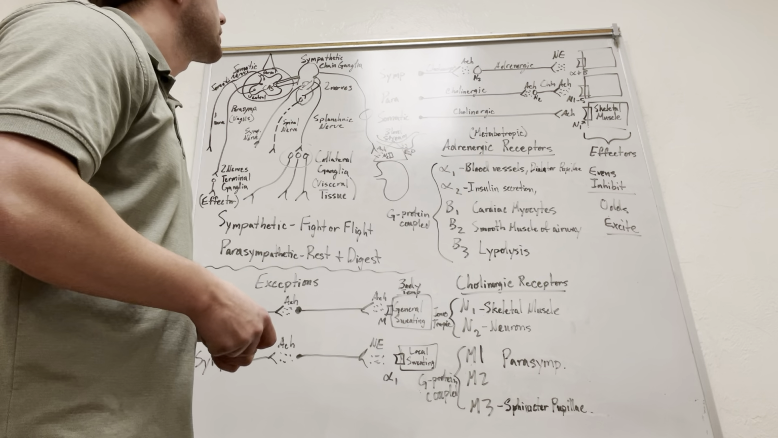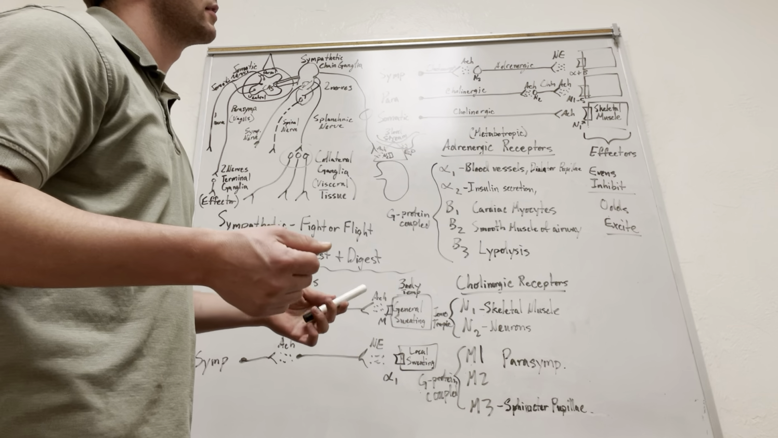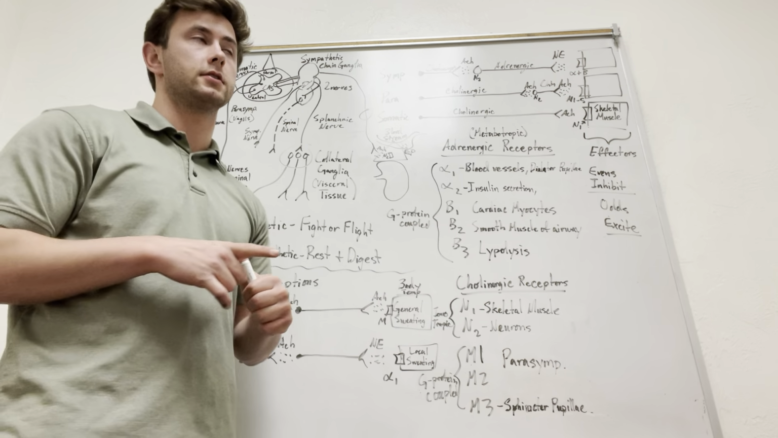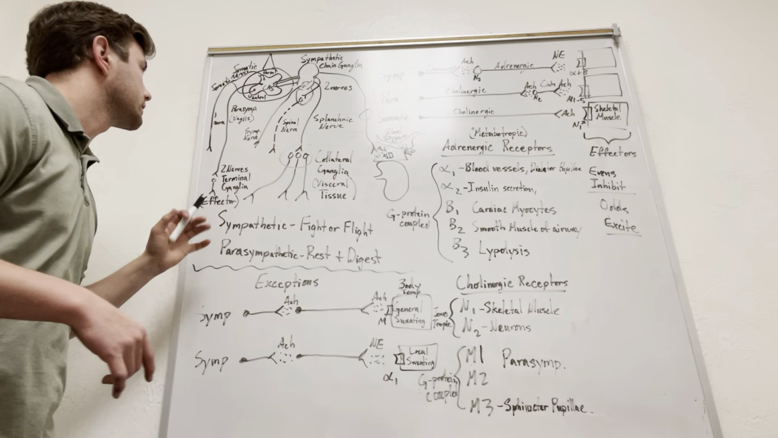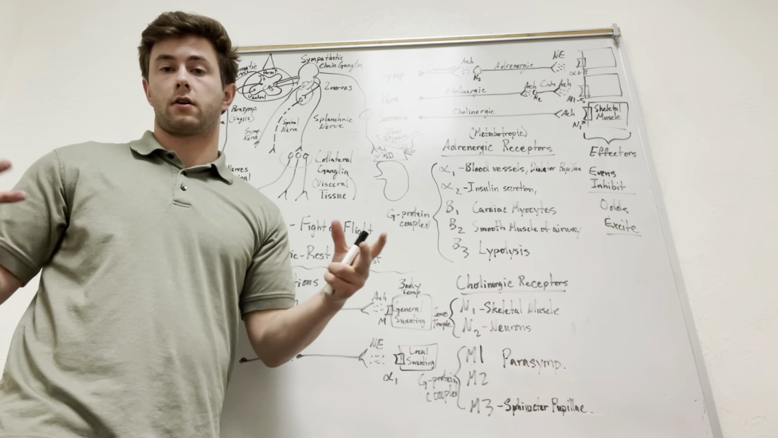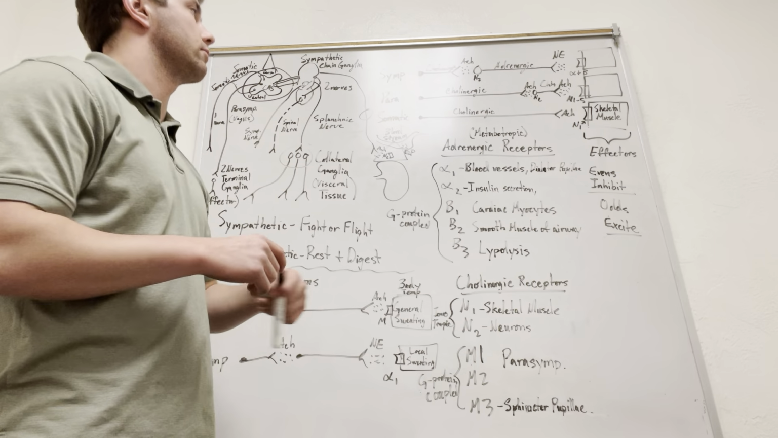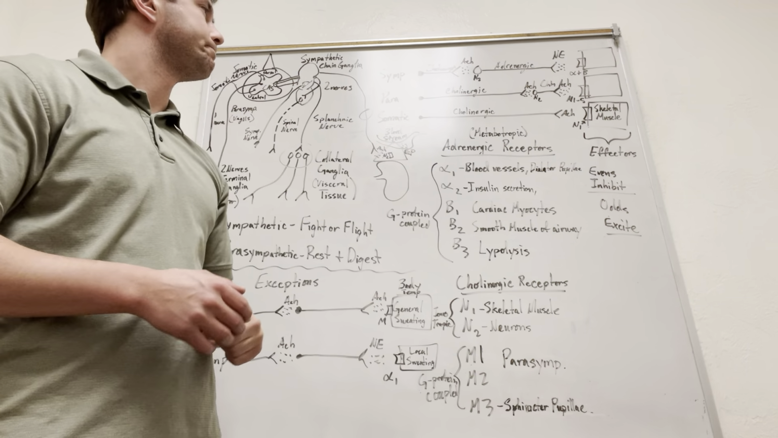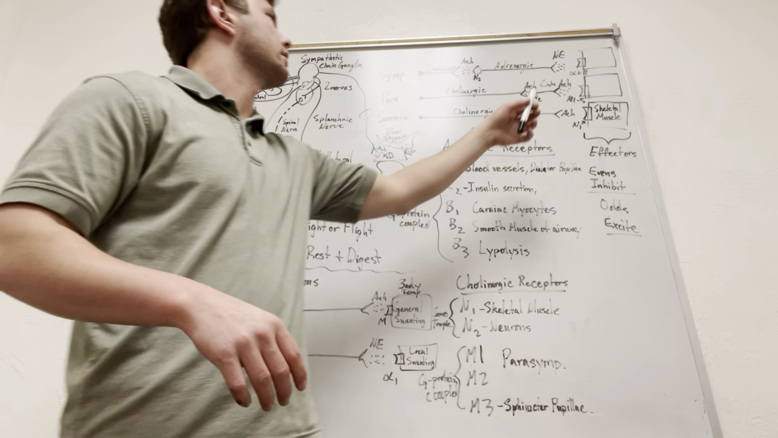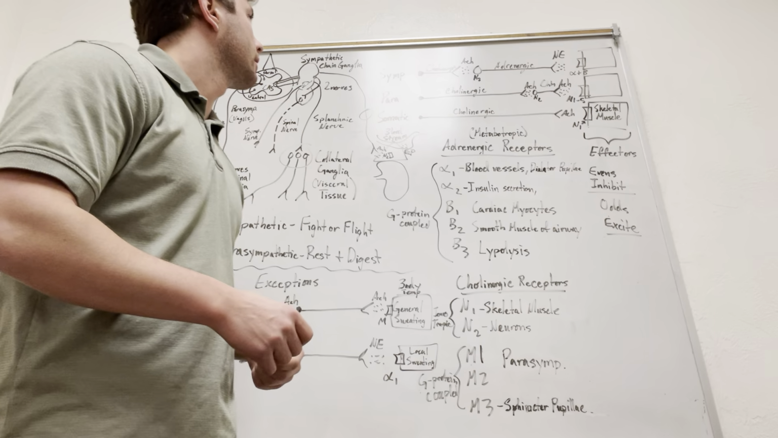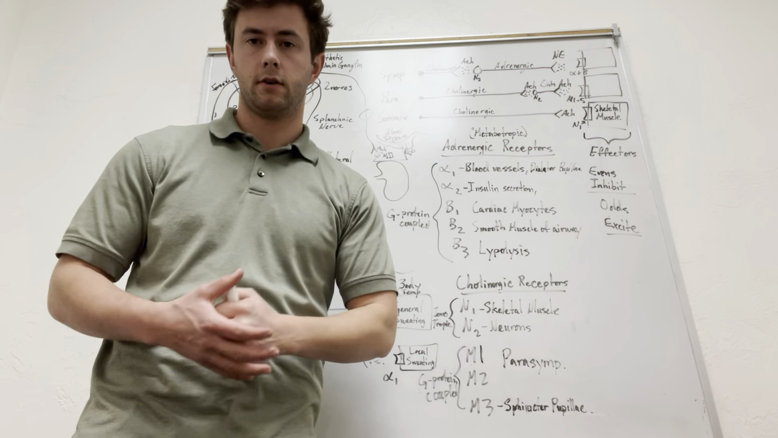So that's essentially the parasympathetic nervous system, the sympathetic nervous system, and the somatic nervous system, where they originate, how many nerves are in their systems, and which kind of actions they do, as well as what kind of receptors respond to different neurotransmitters. And that's it for the nervous system.